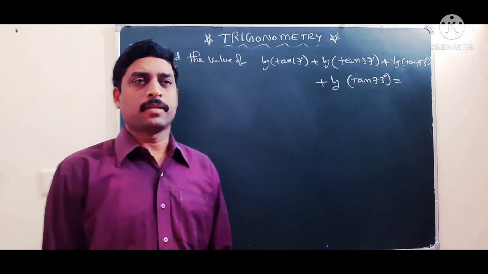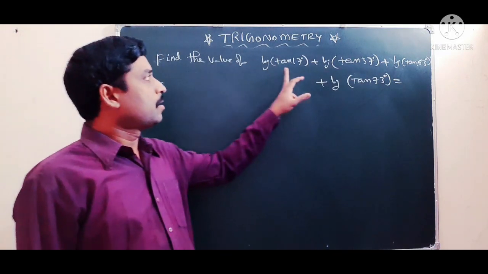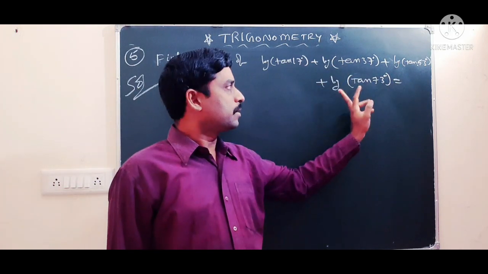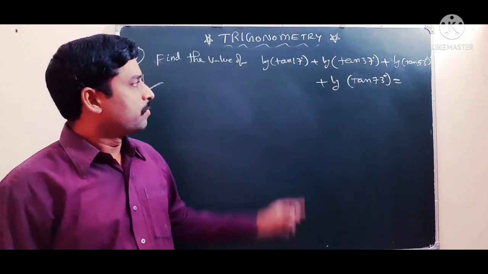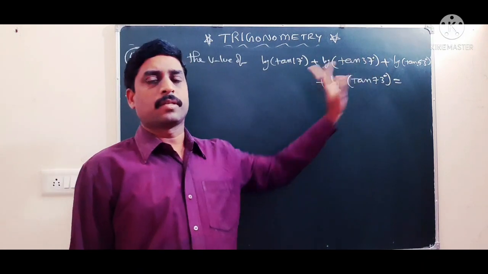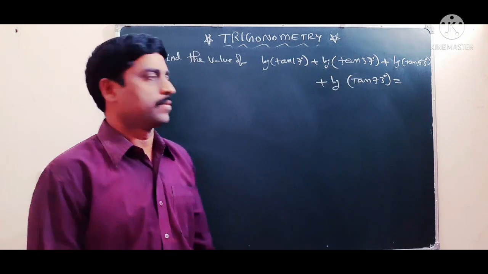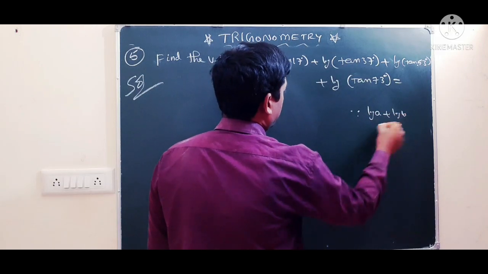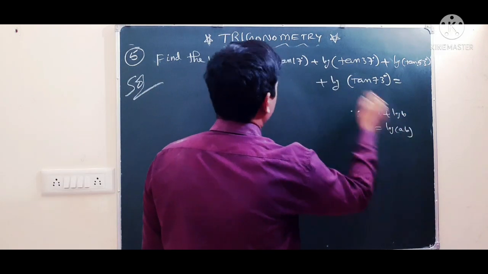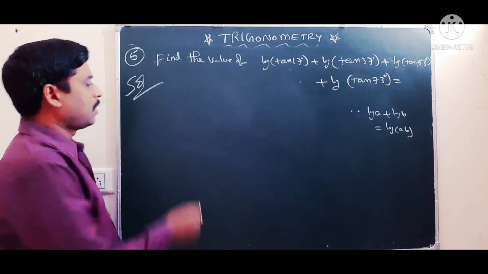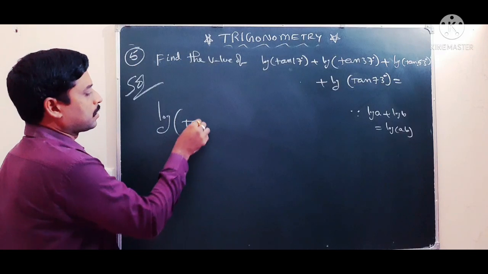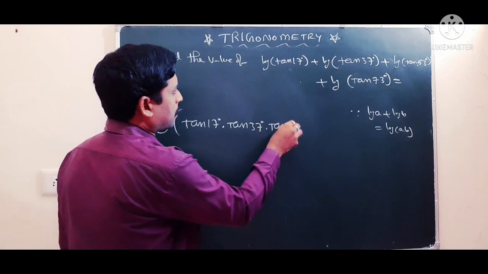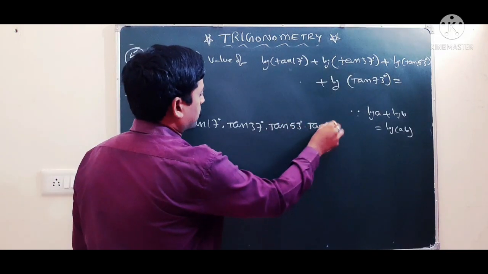Okay, now I am going to explain question number 5. Find the value of log tan 17 plus log tan 37 plus log tan 53 plus log tan 73. Okay, we have log a plus log b plus log c plus log d. The formula is log ABCD. Okay, what is the formula? Log a plus log b equal to log AB. In this, log a plus log b plus log c plus log d is log of ABCD. Log of tan 17 into tan 37 into tan 53 into tan 73.